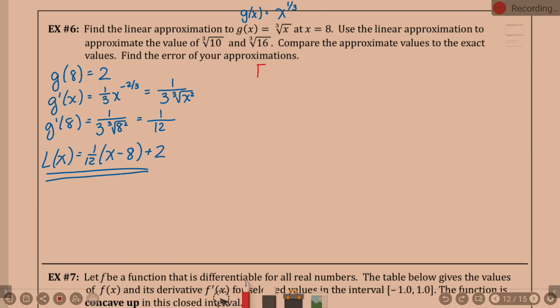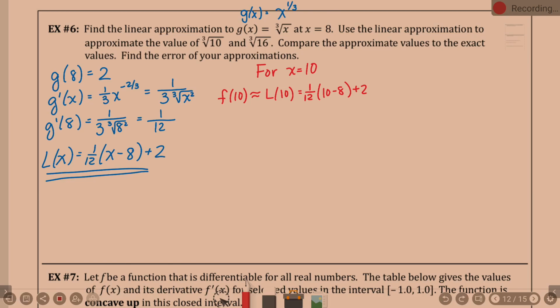If I start with x equals 10, we're doing f of 10, which is going to be approximately equal to L of 10. Well, I'm doing the linear approximation here, which is 1/12 times 10 minus 8. Oops. Wait, but I said the cube root of 10, not 10. This said find the approximate value of the cube root of 10. Uh-huh. That's another use of the linear approximation.